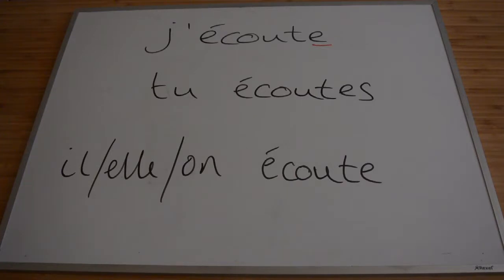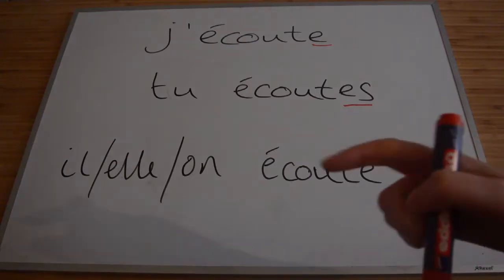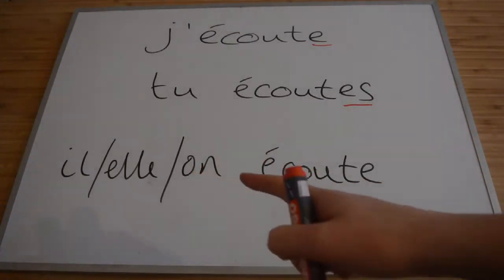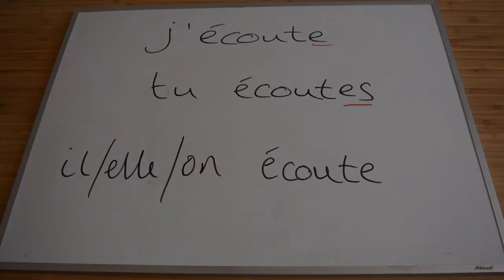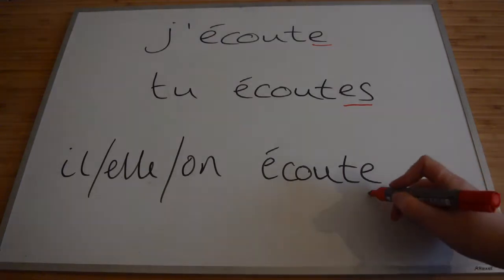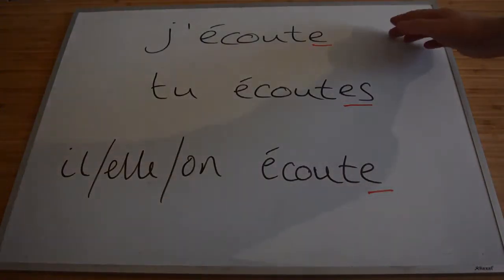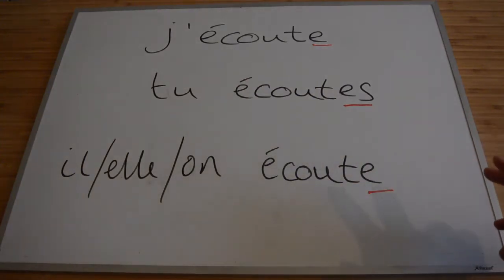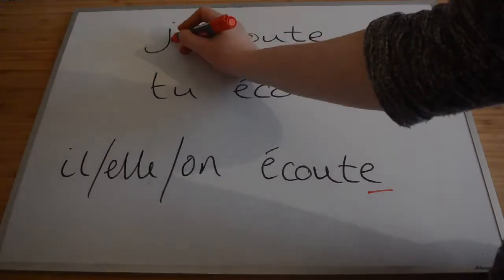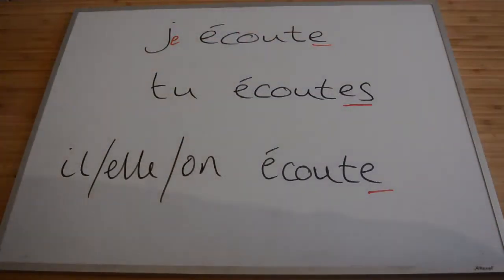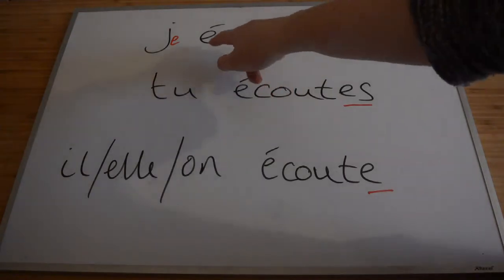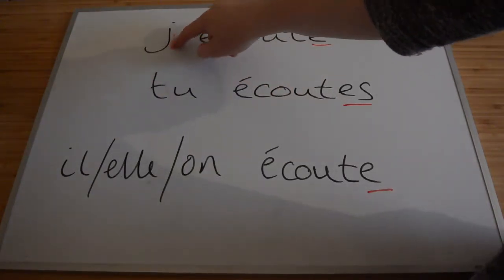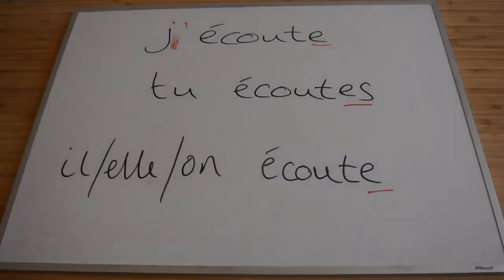For tu, you listen, tu écoutes, you take off the ER and add ES onto the end. And for il, which means he, elle, which means she, or on, which is a simpler way of saying we, so he listens, she listens, or we listen, you take off the ER and you add an E. So j'écoute, I listen, tu écoutes, you listen, il, elle, or on écoute, he, she, or we listen. Now, usually you would have je up here and without the apostrophe. But because the verb begins with a vowel, we can't have these two vowels next to each other. So we take away that E and add an apostrophe.